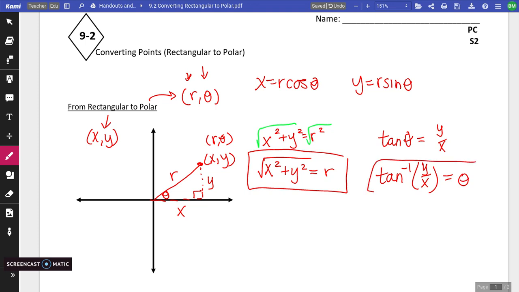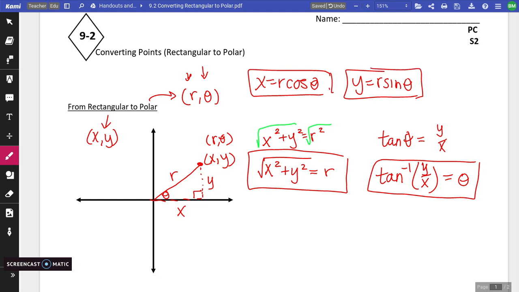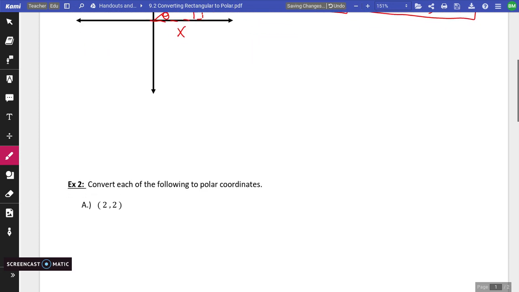So now I have two equations that have r by themselves and theta by itself. In total, these four equations, we're going to use the entire unit here. So we'll definitely use these guys a lot, but today we're focusing on the bottom two. So let's look at some examples.